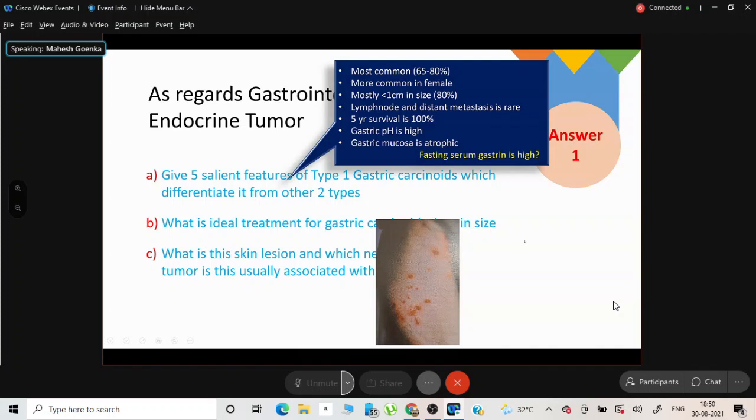So that will not be an appropriate answer. So the appropriate answer can be any 5 out of these 7. What's the ideal treatment for less than 1 centimeter size lesions? You know, it should be endoscopic resection.